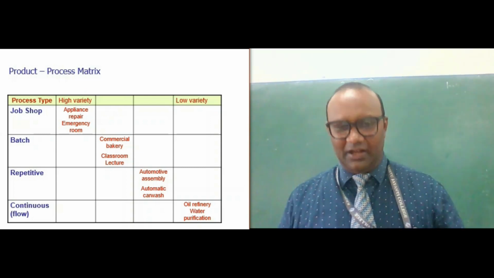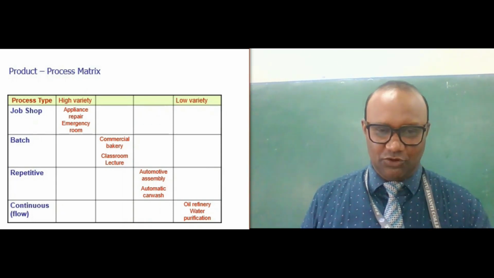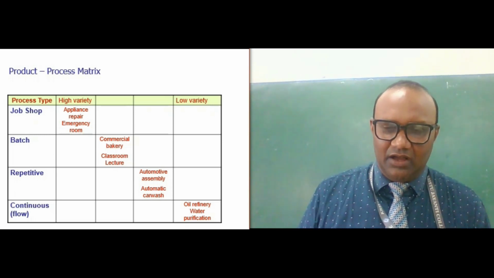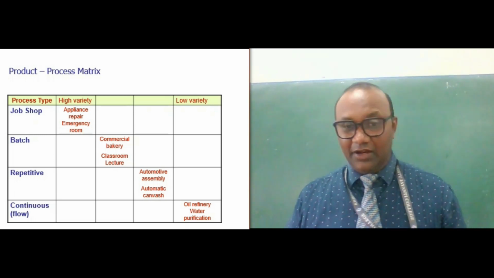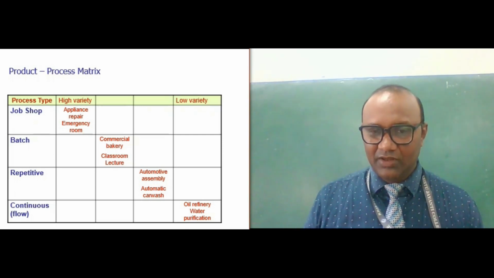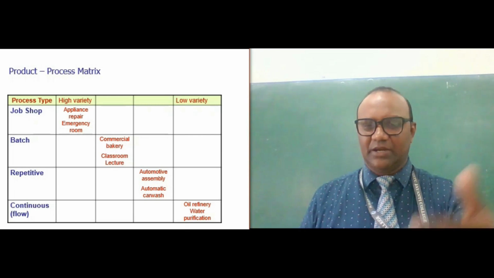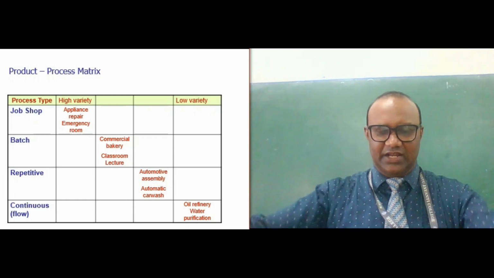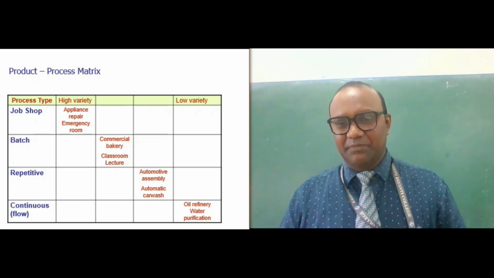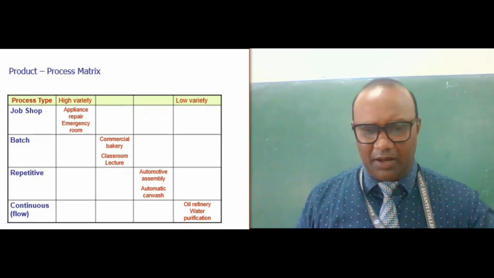Now, if it's a high variety, as I told you, I gave you the example of a mechanic or an emergency room or a doctor's clinic, right? Where you have different types of products being brought, and you need to use your expertise and your general purpose tools to see how you can handle it. Whereas a batch or a classroom lecture is a typical number, it's a fixated number. For example, when you take a classroom lecture, you have 60 students in a class, so you handle that particular batch, right?